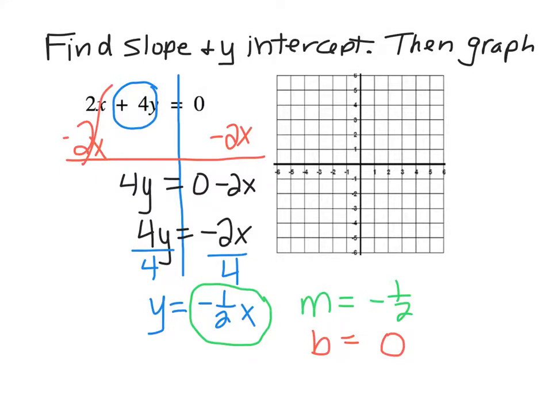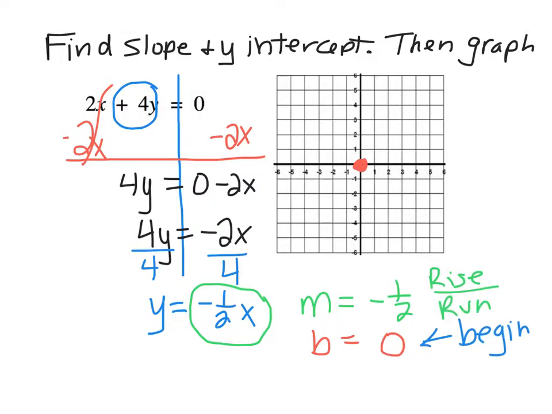I always begin at the y-intercept. That's my beginning. So I'm going to begin by putting my point on the y-axis at 0. And then I can do my slope. My slope is really just rise over run.